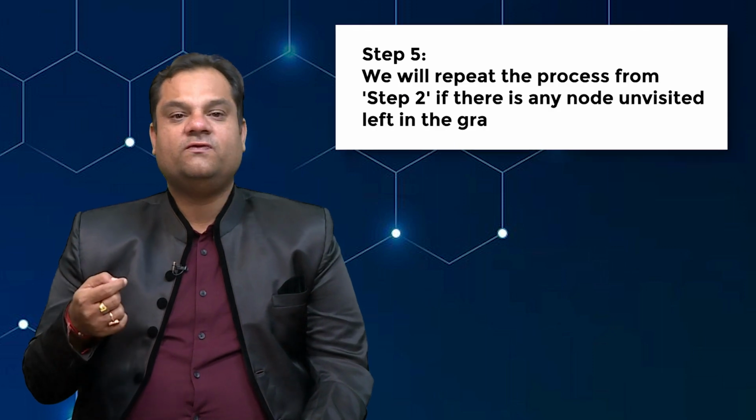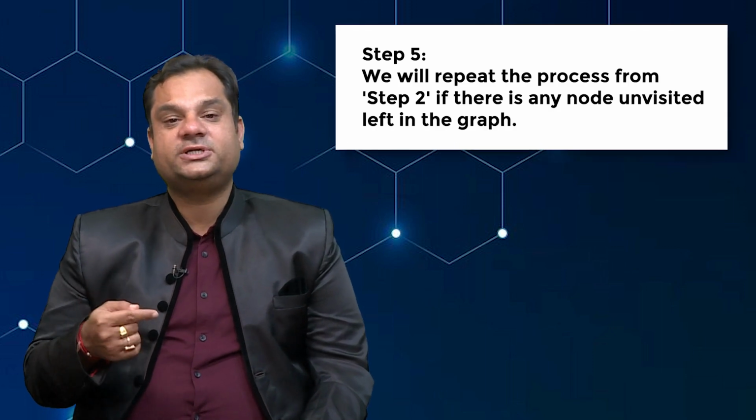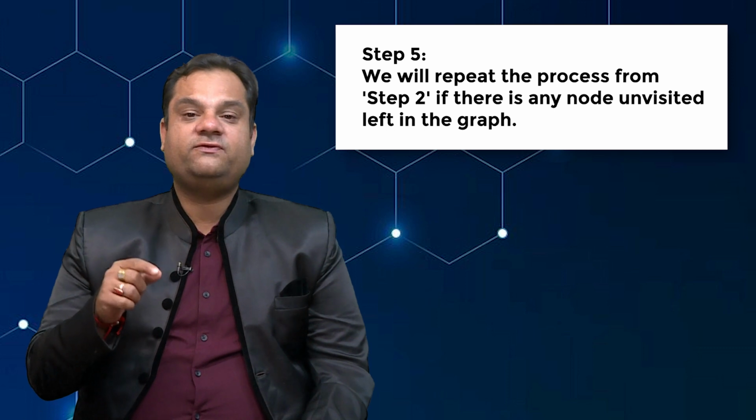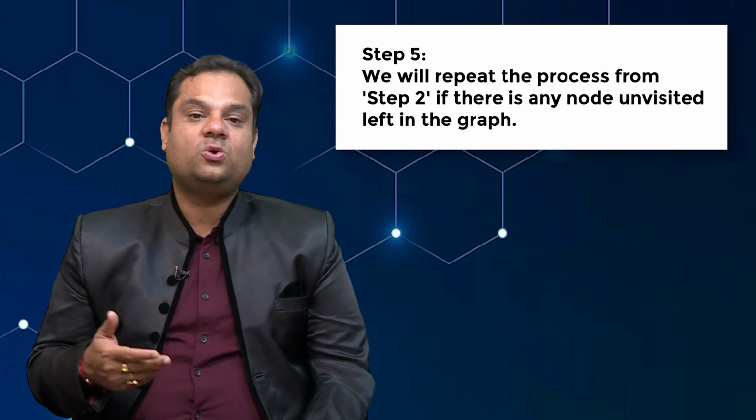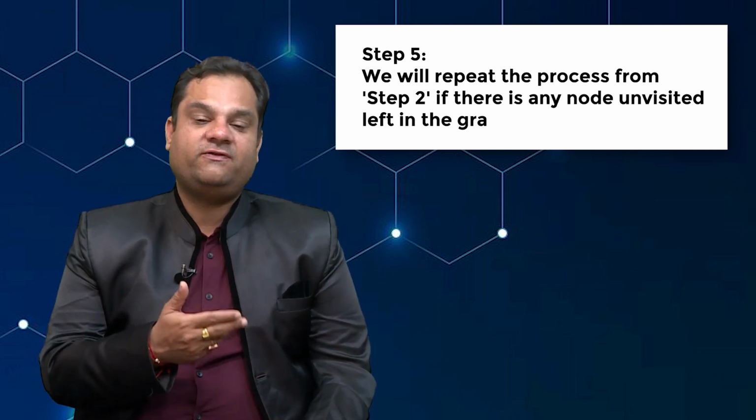Next step, we will repeat the process from step 2 if there is any node unvisited left in the graph. So, whatever the possibility inside the graph, we have to cover by all this step 2 to step 5.